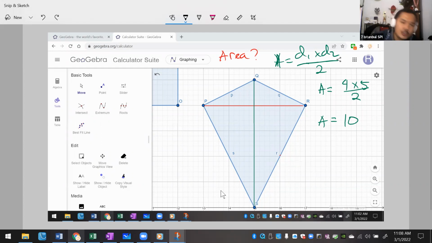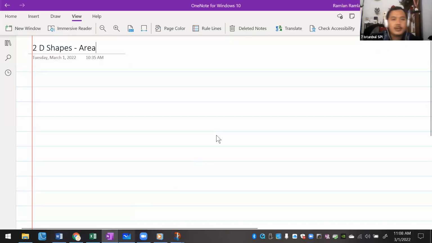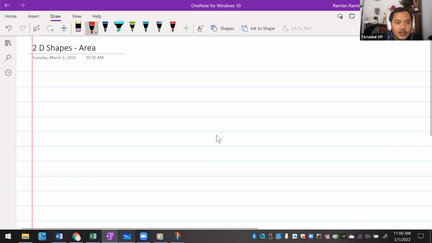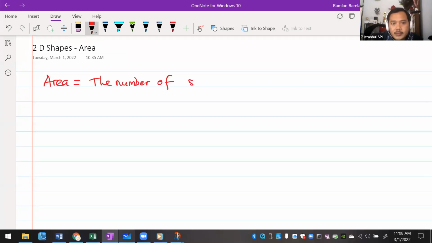Okay, so let's conclude that. I'm going to write down here, guys. So the concept of area is up. Please write down the definition of area. Area is equal to, wait, put aside. Okay, so the definition of area is the number of squares, square unit, yeah. It can be in centimeter, meter, but this shape is a square.